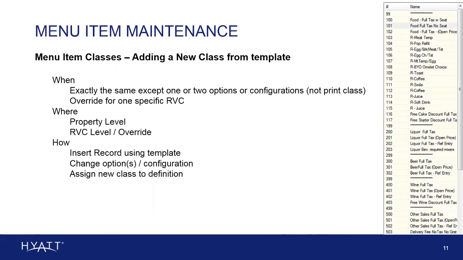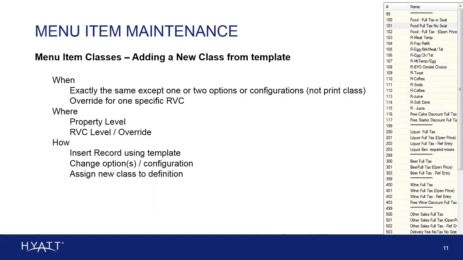So briefly, I'd like to cover adding a new class from a template, what that looks like, when to do it. Really, when you need to add a new class is if you have a new menu item that has to act exactly the same way as an existing menu item, except just one or two options or configurations that are different. So some of those options we looked at, right?